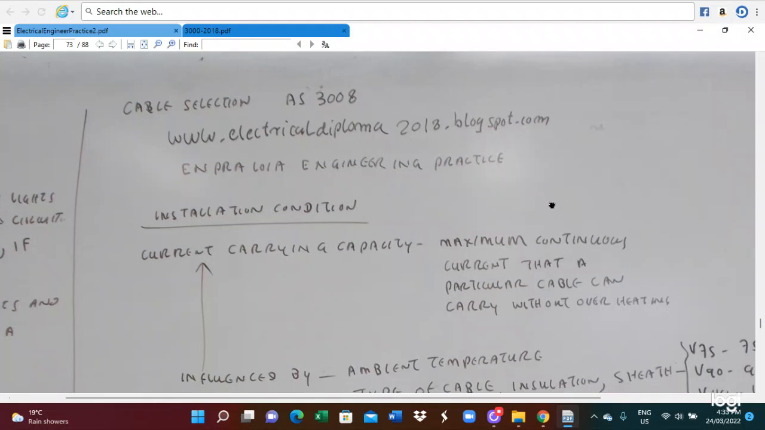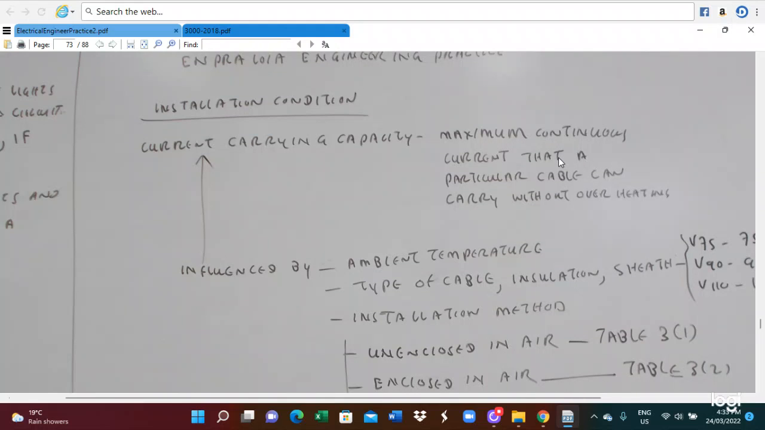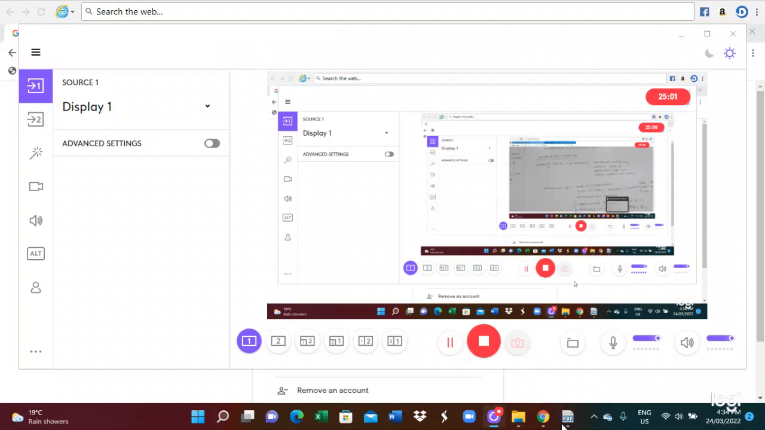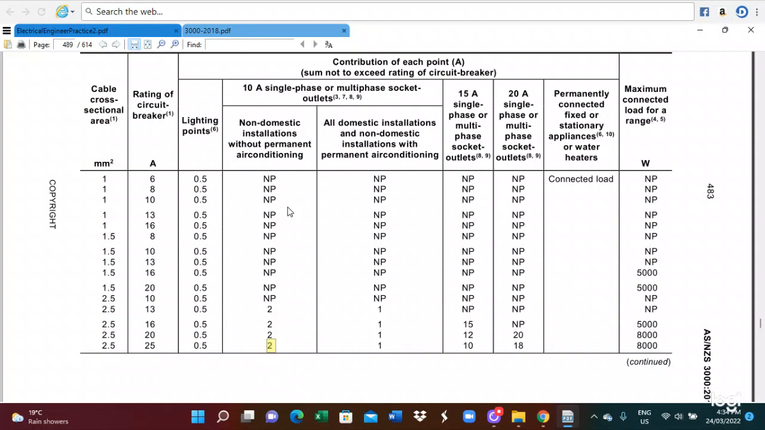So this is the way we calculate for this program. This program means that you are provided with the cable size and also the circuit breaker. Based on your cable size and the circuit breaker, how many light points and how many socket outlets can be installed. The condition will be with air conditioning and without air conditioning. Therefore, we refer to table C9.